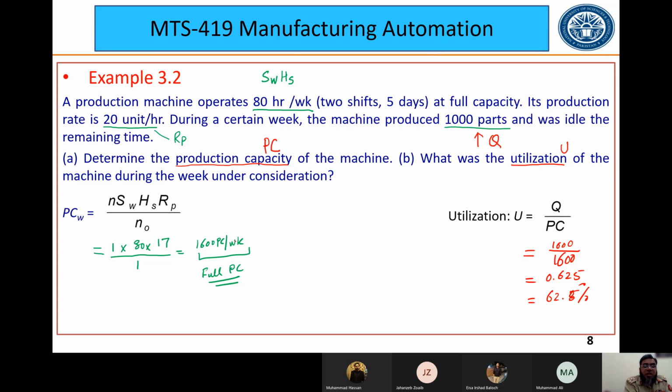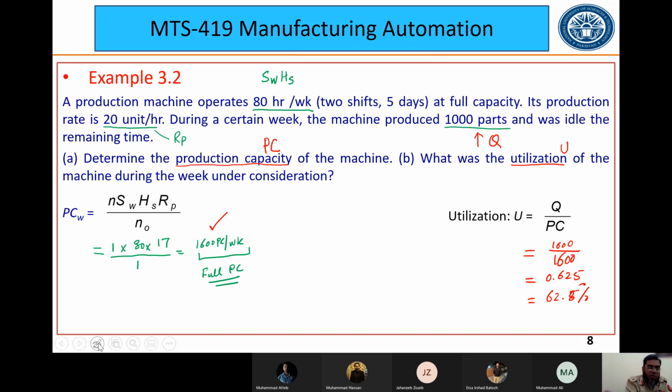Oh, sorry, we are working in 2 shifts. I'm sorry, but this is 80 hours a week. So these are 1600 pieces per week. So this is working at full capacity. If we work at full capacity, we should be able to make up to 1600 pieces per week. But actually, how many pieces have we made? We have made 1000 pieces, as is given.